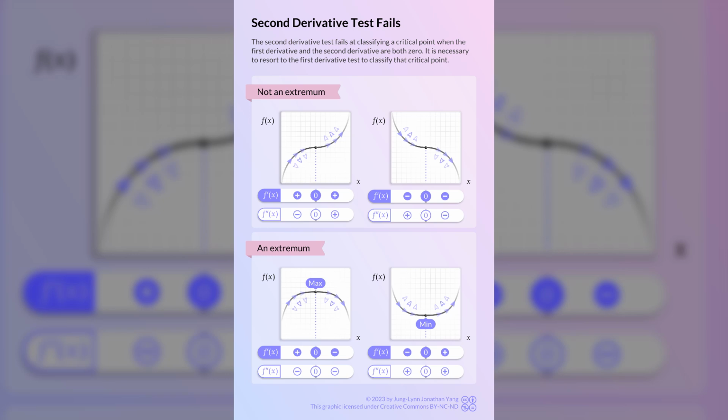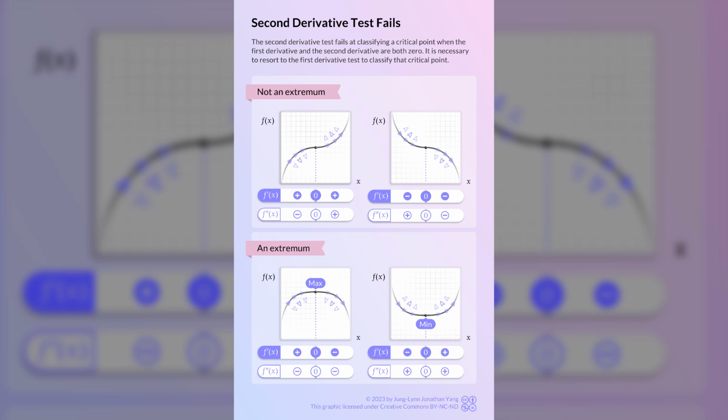The second derivative test fails when both the first derivative and the second derivative are equal to 0 at a particular point of interest, in which case we're not able to tell whether this point is a maximum, minimum, or neither of those. It's not an extremum.